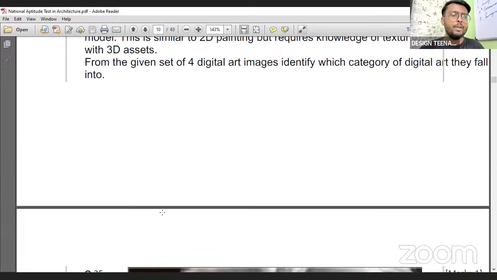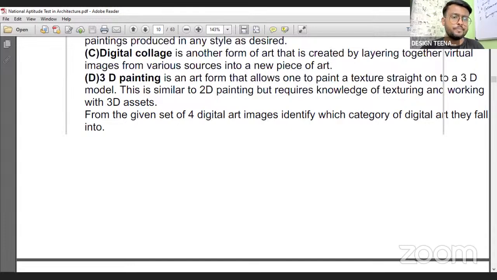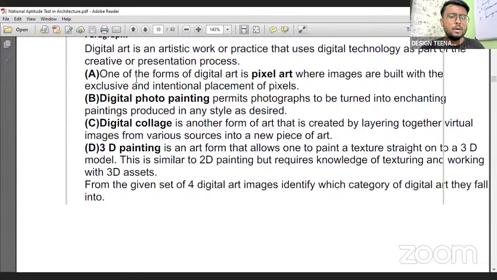So now we have over here your digital art. First of all, one thing is your digital pixel art. Secondly, digital photo painting permits photographs to be turned into enchanting paintings produced in any style and design. So that means what? For example, me will be produced as kind of a cartoon image or something like that.